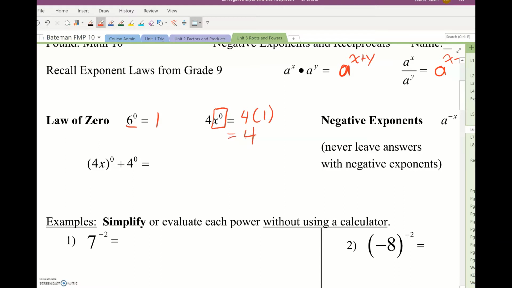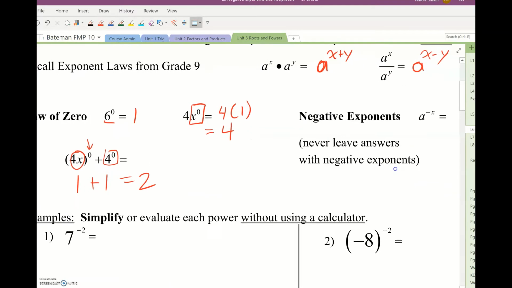All right, keeping that in mind, try this one right here. Go for it. Watch your base. Everything inside here belongs to the exponent 0. So everything inside equals 1. And this equals 1. So 1 plus 1, the answer is 2. Aha! See, getting tricky. Got to pay attention. Any questions with that?